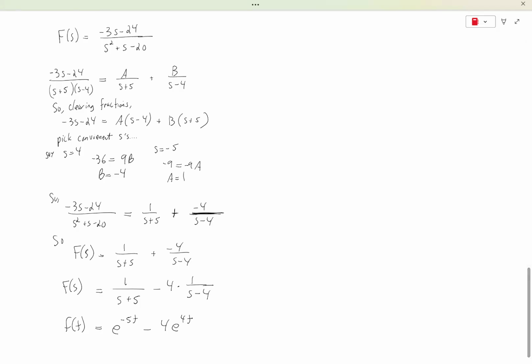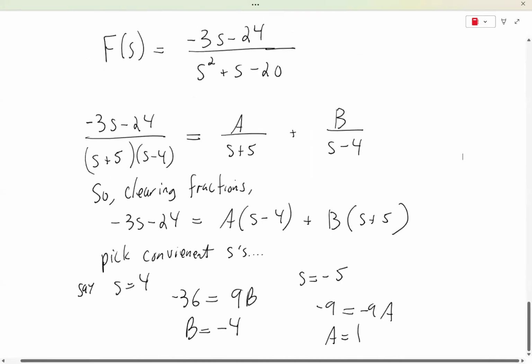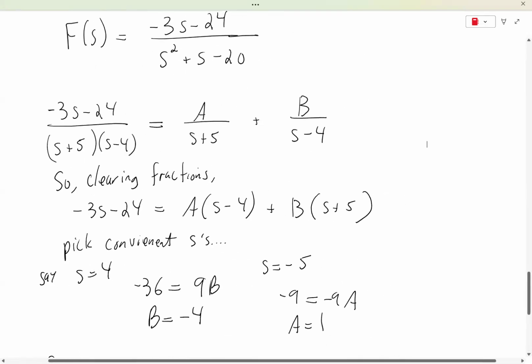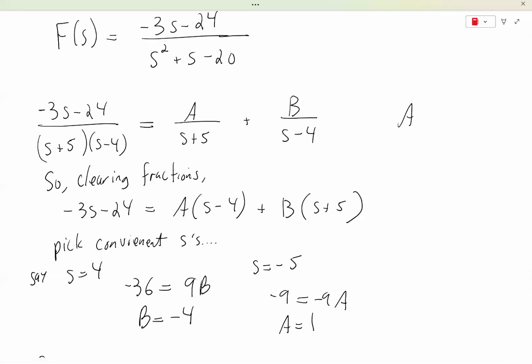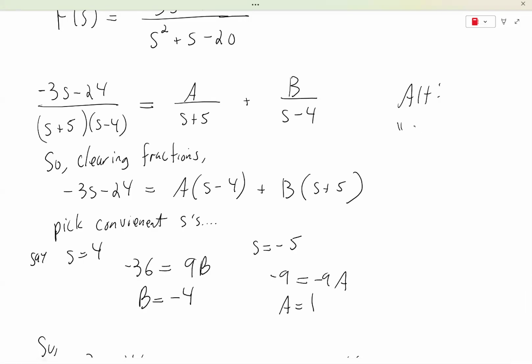Now, there's actually another way I want to show you for finding the A and the B. There's a neat way to do this, a little bit quicker. You don't have to write this down, but they talk about it in the book some. If you have distinct linear factors, there's a quick way to do this part. It's called the cover-up method.